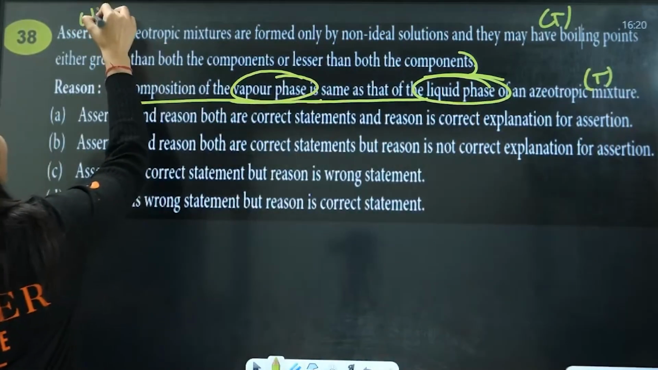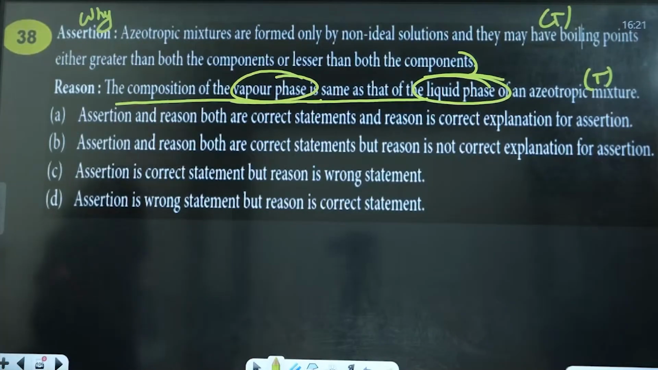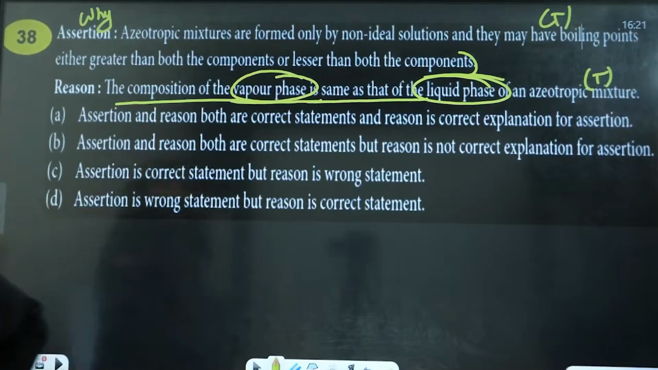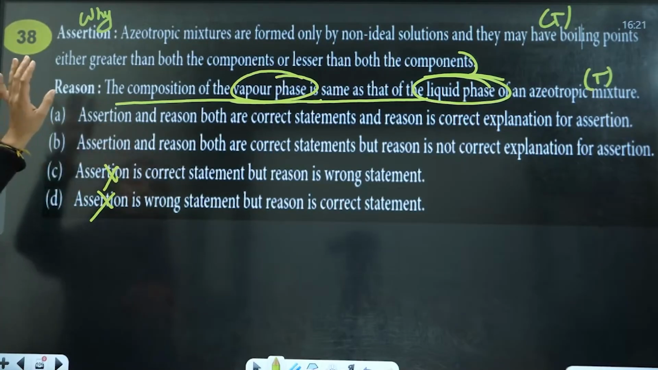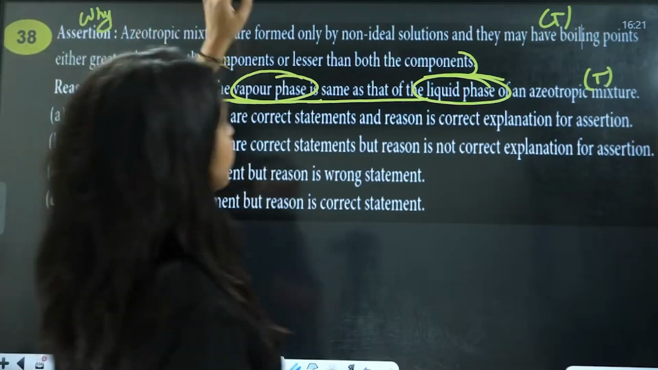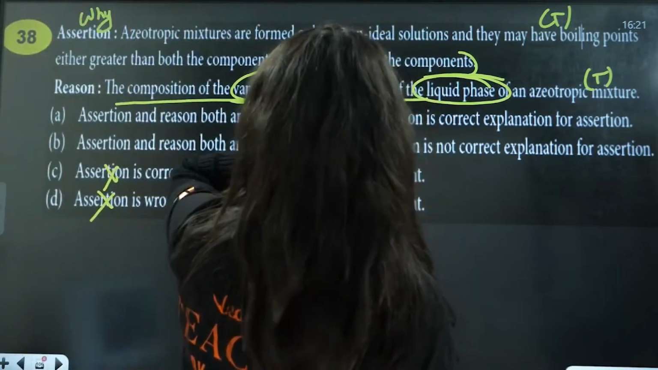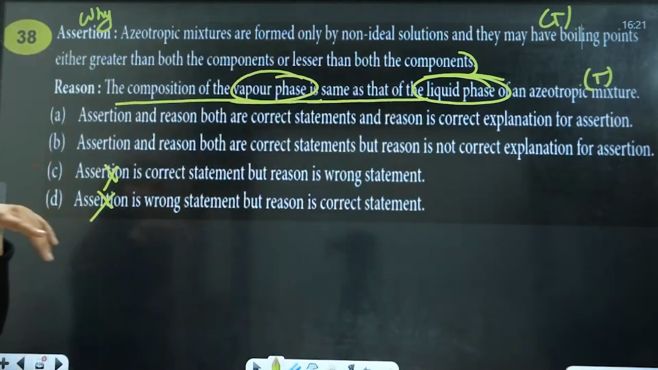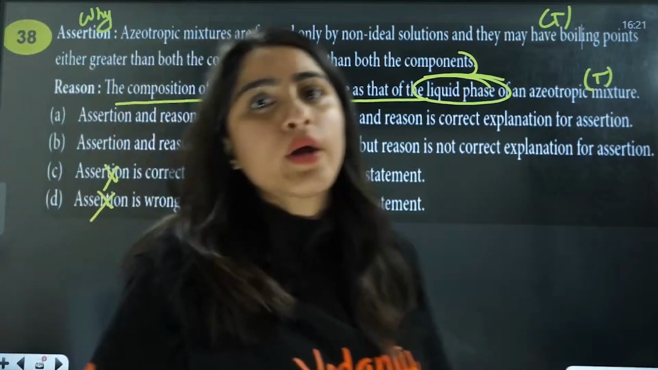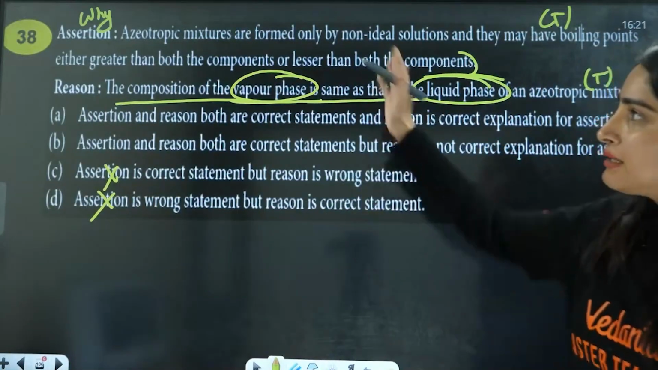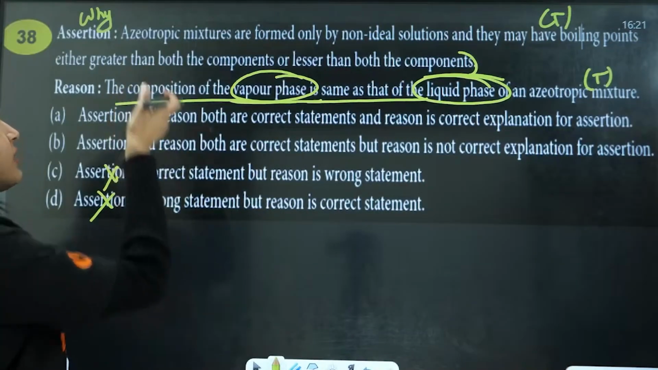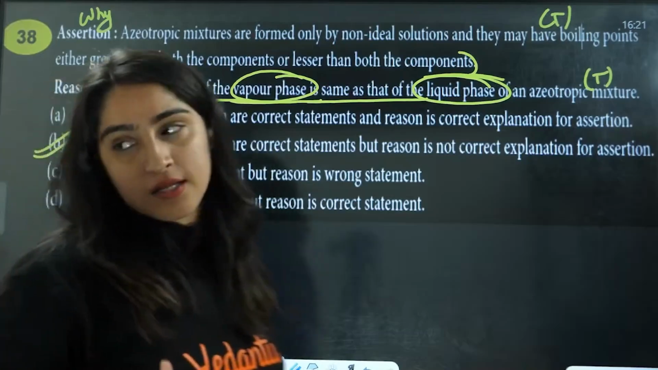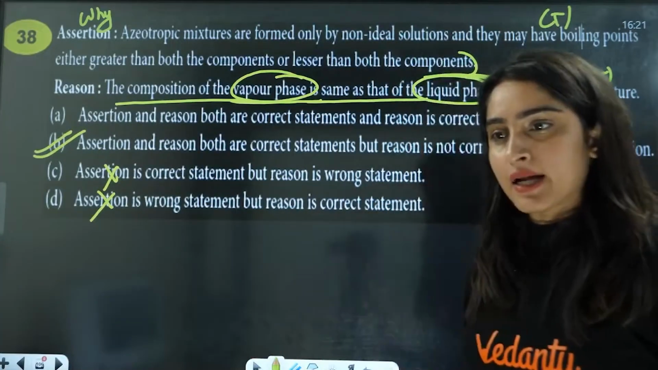Now ask why. This cannot be the answer; only A or B. Why are azeotropic mixtures formed by non-ideal solutions? Because the composition is the same. Is this giving the right answer? There is no explanation, there is no relation between these two. These two statements are correct individually, but they are not connected to each other. This is not the reason for that. So B is going to be the correct answer here.